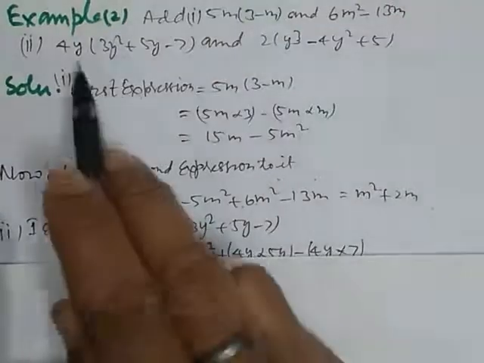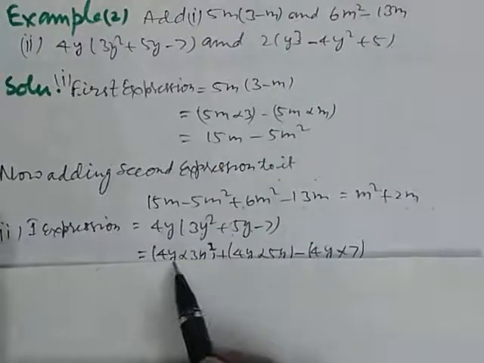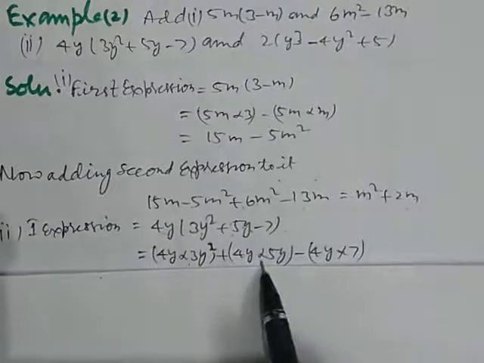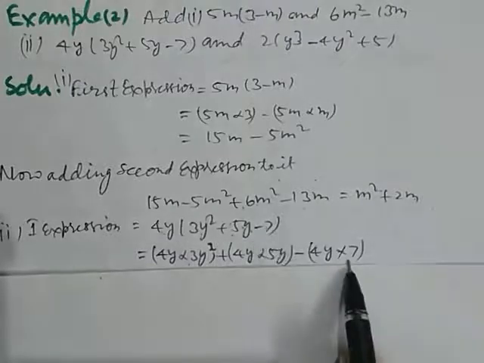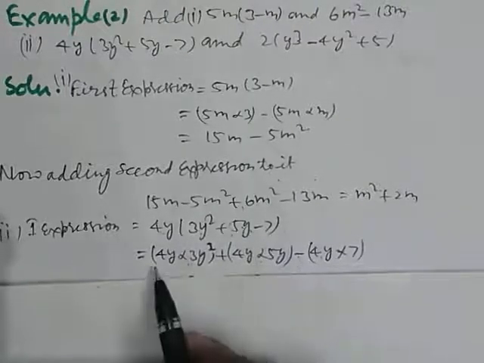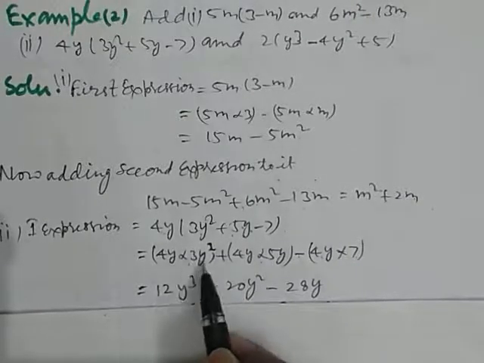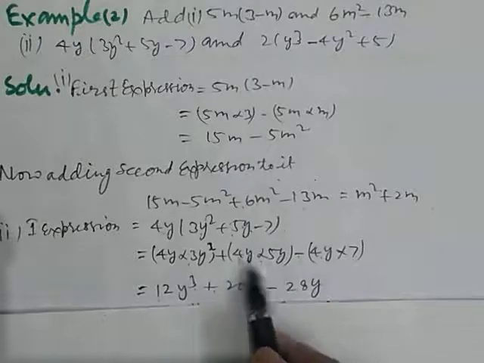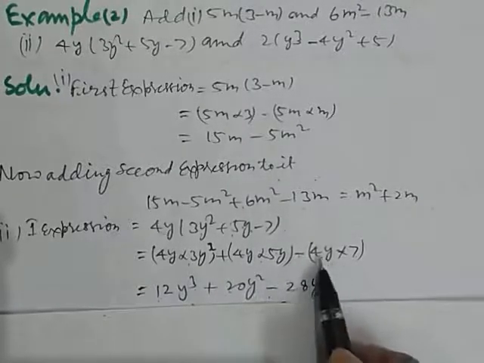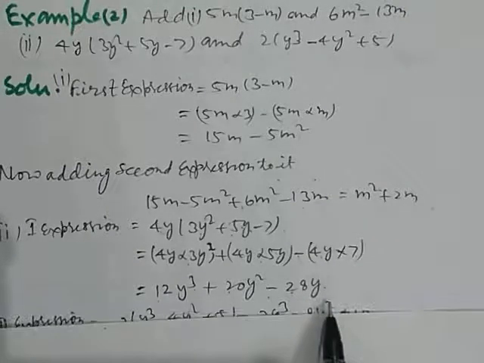The first expression is this one, 4y into 3y square plus 5y minus 7. So multiply 4y into 3y square, 4y into 5y, 4y into minus 7. Okay, so by solving we write here 4 3s are 12, y into y square, y cube. 4 5s are 20, y into y, y square. This minus sign, 4 7s are 28y. So this is our result.